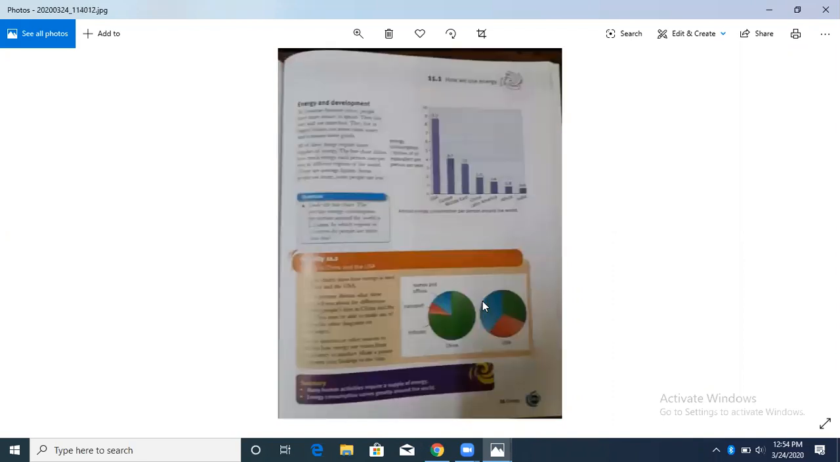Now, energy and development. How the energy depends upon the development. That is what we want to discuss. There is a bar chart they have given. As countries become richer, people have more money to spend. That is an important point. When countries become richer, they have more money. What will happen? People have more money for spending.